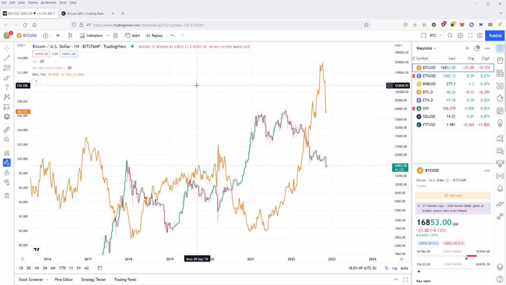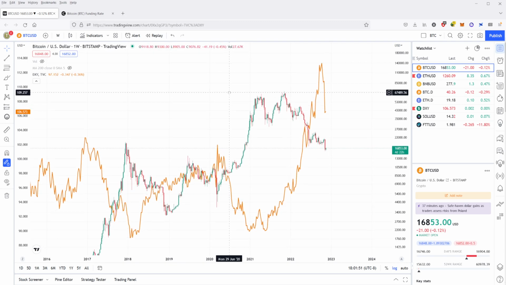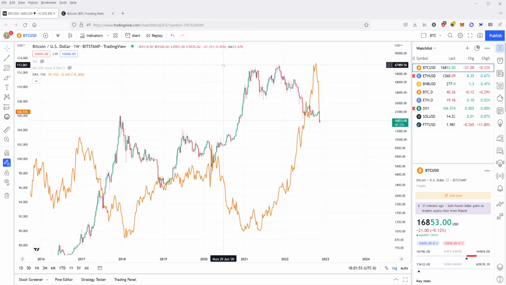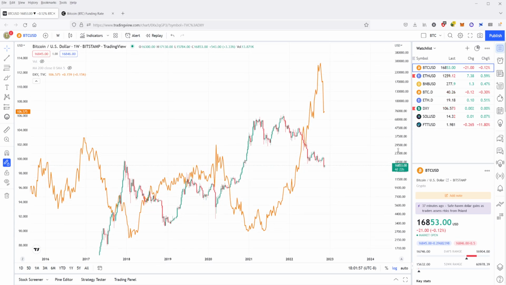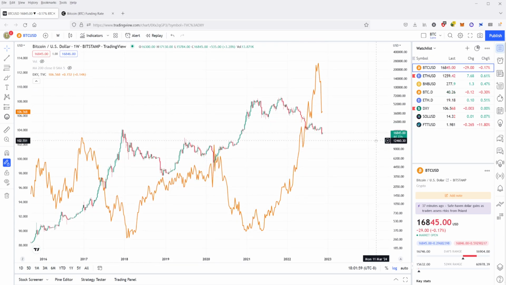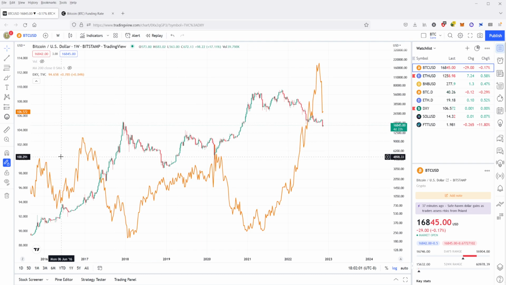Now, what I have up here right now is a Bitcoin chart. This is a weekly Bitcoin chart, and in the orange, I have an overlay of the dollar index. And as we can see here, if I make things a little bit easier to see, there is an inverse relationship between the dollar index and Bitcoin. So as the dollar index goes up, Bitcoin tends to go down. And when Bitcoin goes up, it's because the dollar index is going down. This is a very clear-cut relationship.